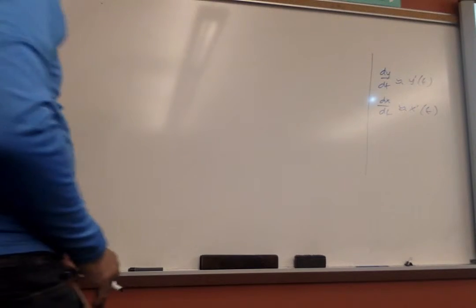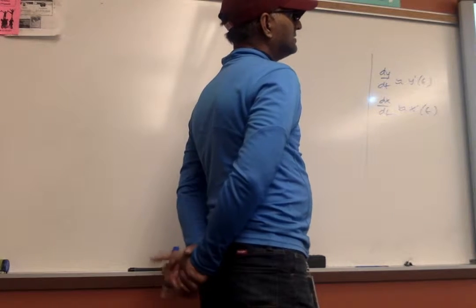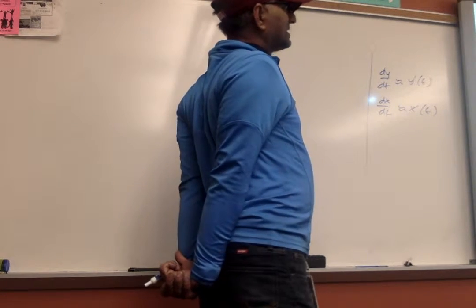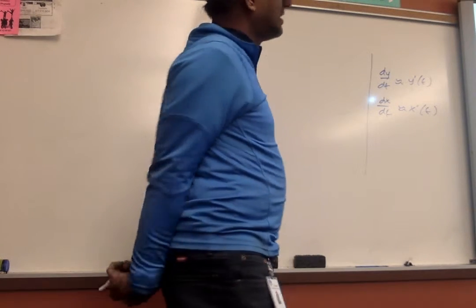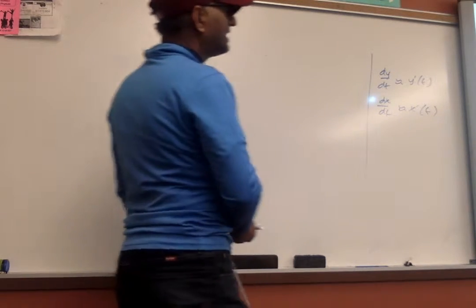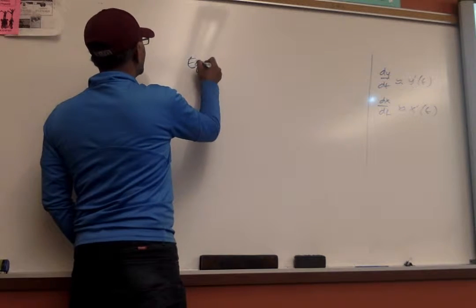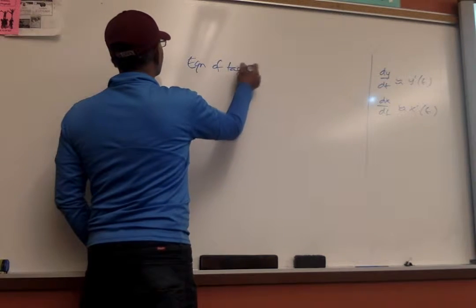So part A. Write down this information. At t equal to 1, dy over dt equals -5. The value of dy over dt is -5. The question now says, write the equation of the tangent line. In your notebooks, if you're lazy, you just say equation of tangent line.